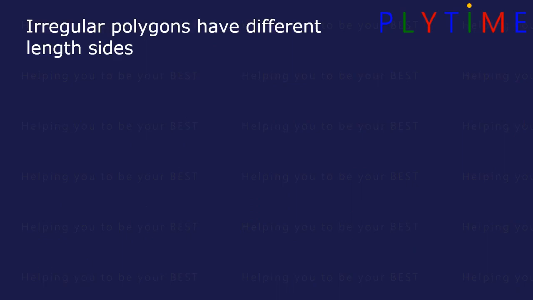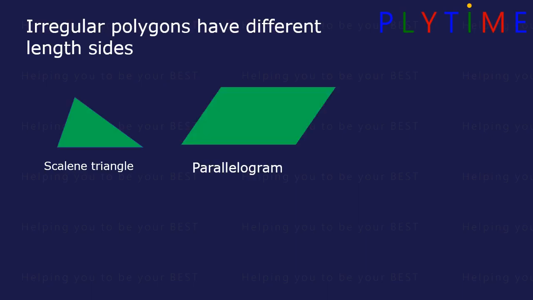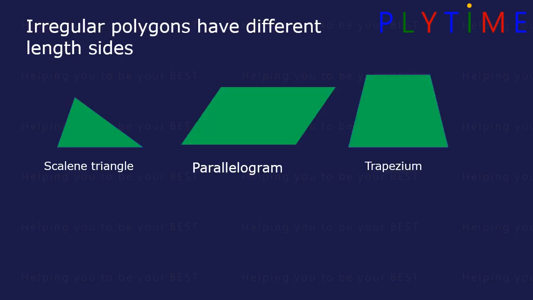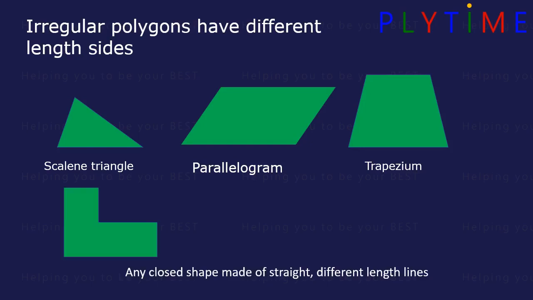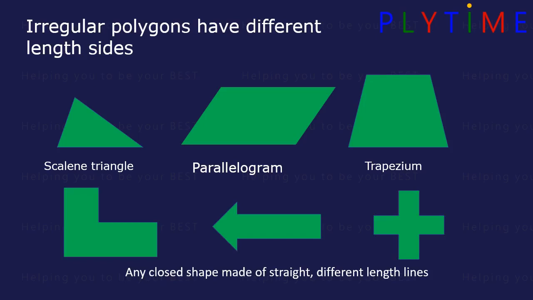Irregular polygons have different length sides, such as a scalene triangle, or a parallelogram, or a trapezium. Any closed shape made of straight, different length lines is an irregular polygon.